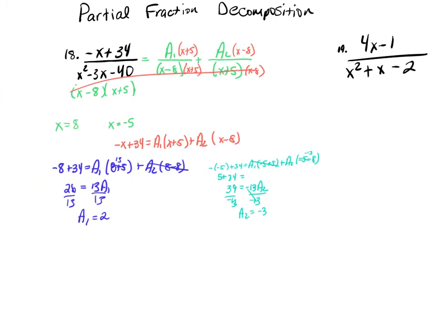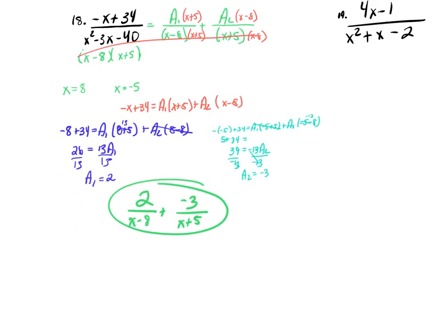So to write my answer, I look back at the original, how I had it set up. I had a sub 1 over x minus 8 plus a sub 2 over x plus 5. So a sub 1 is 2, a sub 2 is negative 3, and there's my partial fraction decomposition.